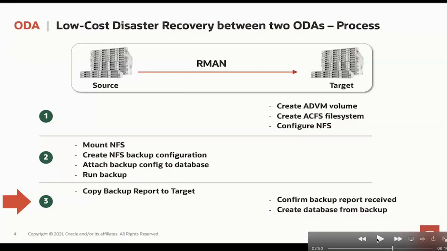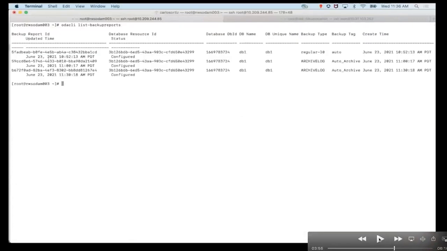Preparing in case the source fails. So we're going to copy the backup report to the target. We list the backup report, and here you can see that the first line is a regular L0, level zero. This is the backup report for the full backup that we did. Not enough time has gone by yet to do the incremental. It will be at 24 hours.